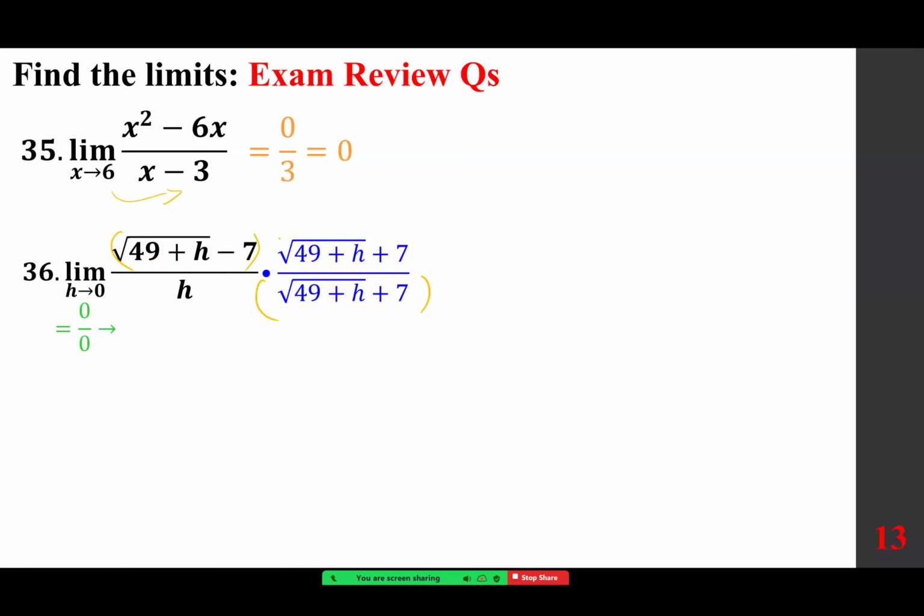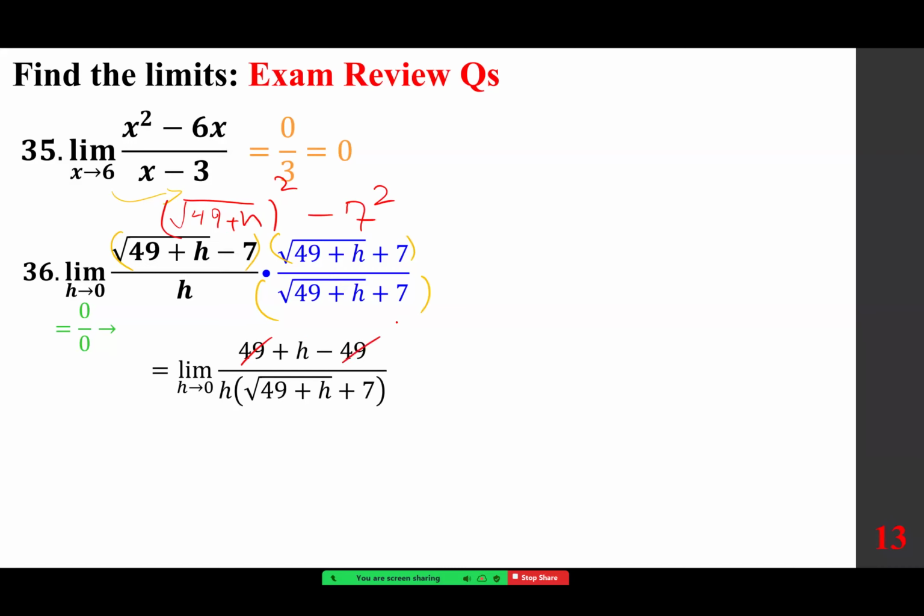But if we multiply these two, plus h under the radical, that means the square root of 49 plus h, we get the square root of minus 7 squared. 49 and negative 49 cancel each other. h and h cancel each other. The numerator becomes 1. If I apply the 0, the square root of 49 is 7. Plus 7 is 14. And the answer is 1 over 14.